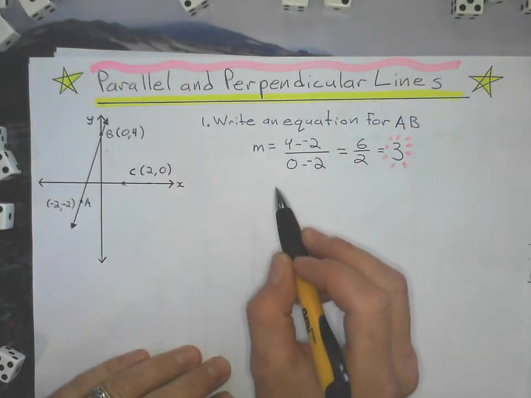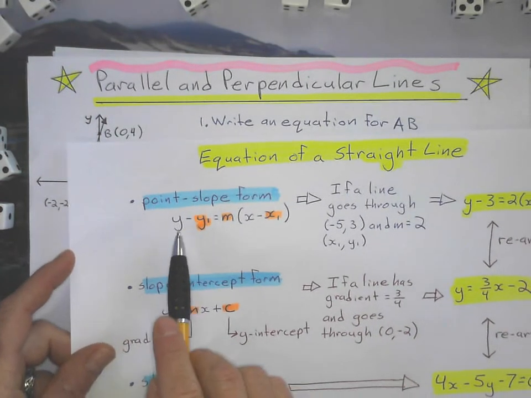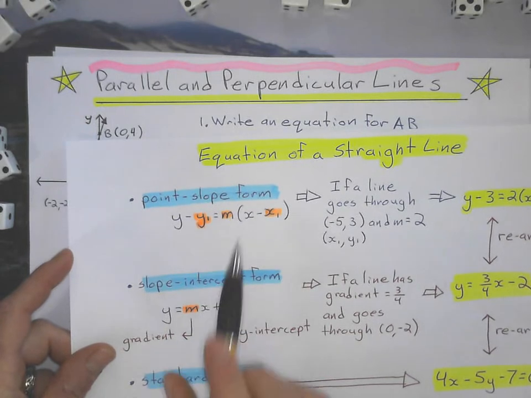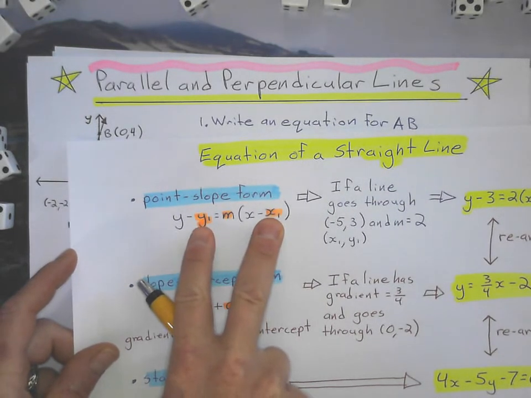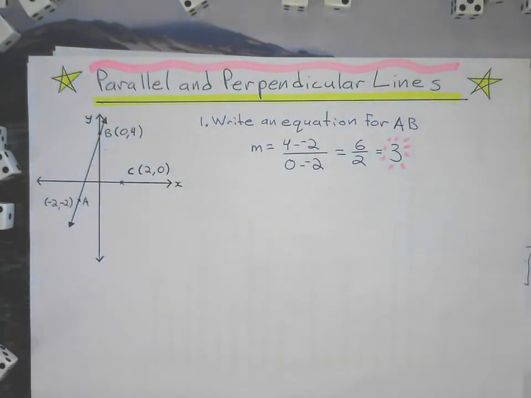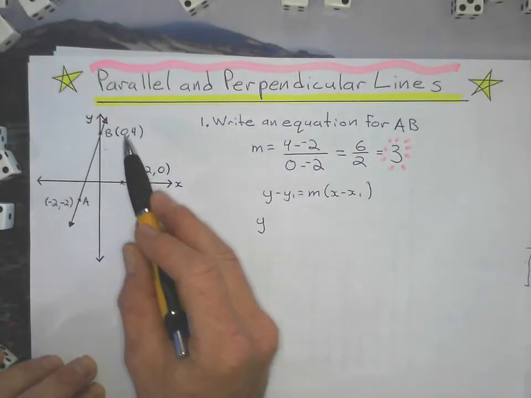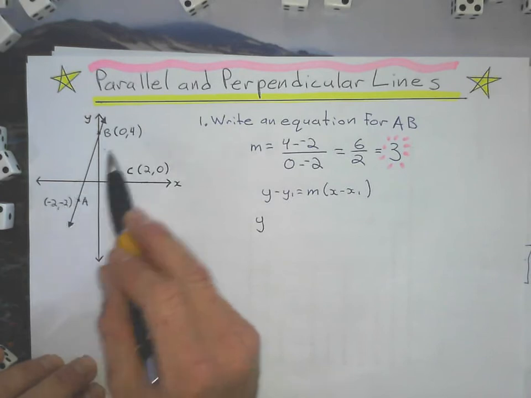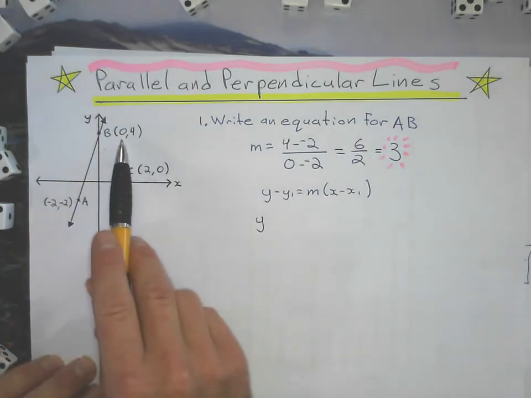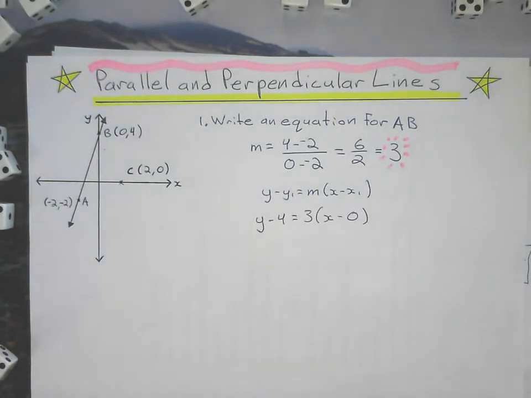To get the equation, I start with point-gradient form, which I call point-slope form. Now that I have the gradient, I plug in the coordinates from one of these points on the line. Which point you pick for x1 and y1 doesn't matter. I'll pick this one up here because it has a 0 in it, and it might make it easier. I get that when I plug in my values, and I'm going to simplify it a little bit.